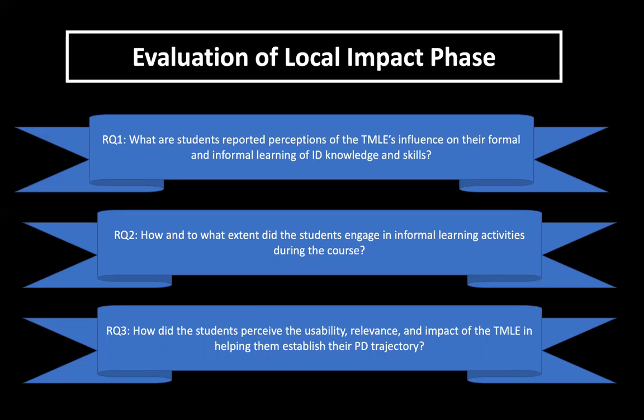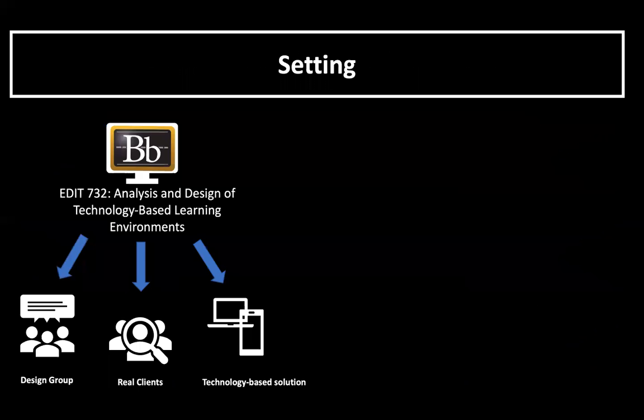There were 3 research questions that guided this phase, which are: the first one, what are students' reported perceptions of the TMLE's influence on their formal and informal learning of instructional design, knowledge, and skills? How and to what extent did the students engage in informal learning activities during the course? And finally, how did the students perceive the usability, relevance, and impact of the TMLE in helping them establish their professional development trajectory?